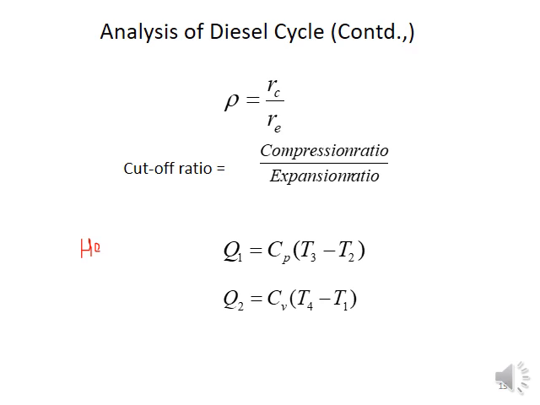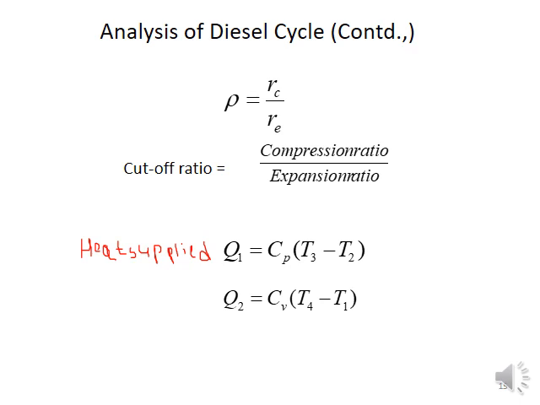Heat supplied Q1 and heat rejected Q2 is equal to Cv (T4 minus T1). Heat supplied Q1 is equal to Cp (T3 minus T2). Heat rejected Q2 is equal to m Cv (T4 minus T1). If they consider the mass as something other than 1, you can write m Cv (T4 minus T1).